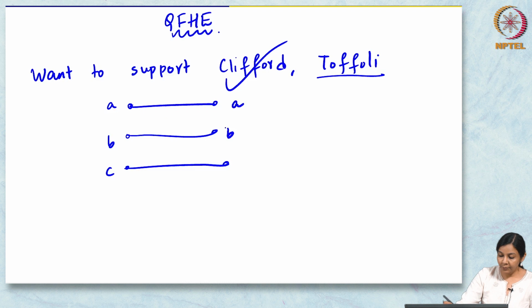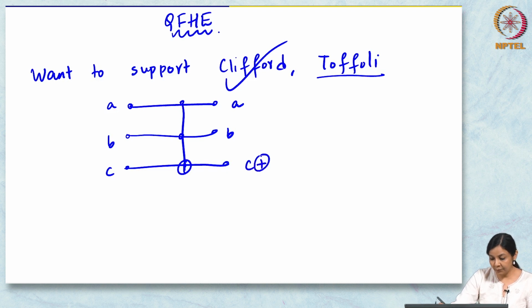So A goes to A, B goes to B, okay, and C goes to C XOR A, B. So it is a controlled C naught gate, right. Yeah. So if C is 1, then, I mean, C is the control bit here. So if C is 1, then the C naught gate gets computed. Okay.